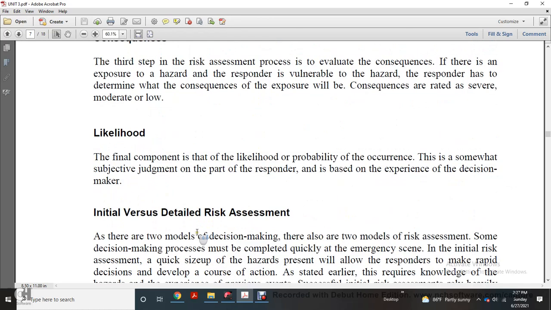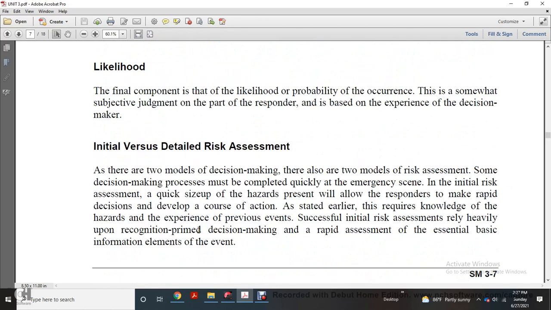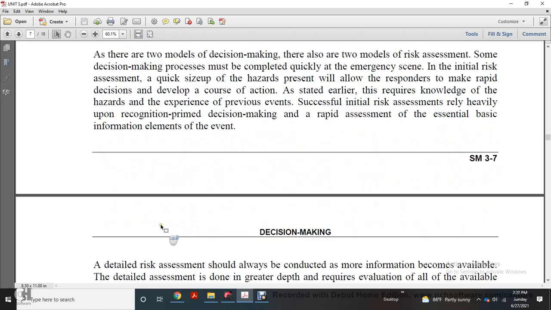It also depends on the basic experience of the decision maker. Initial versus detailed risk assessment. There are two levels of decision making, so there are two levels of risk assessment for the decision-making process. The initial risk assessment must be completed quickly at the emergency scene. A quick size-up of the hazard present will allow the responder to make a rapid decision. Developing the course of action stated earlier requires knowledge of the hazard and experience of previous events. The initial risk assessment relies heavily upon recognition-primed decision making, rapid assessment, and essential basic information elements of the event.